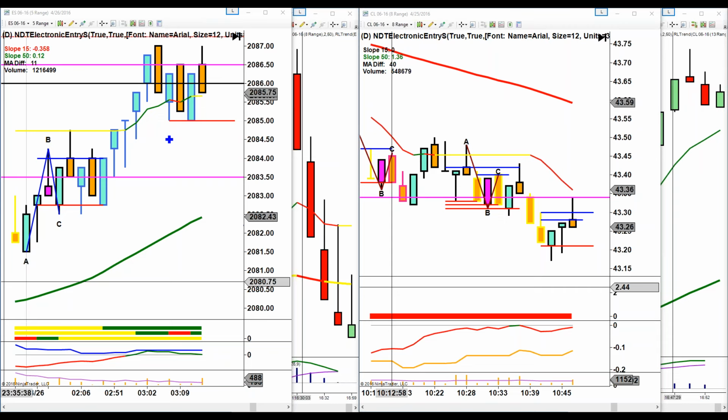We also have an algorithmic system that takes the trades that I showed you automatically. So if you don't have the time to sit in front of the computer, the algorithmic system will do it for you.